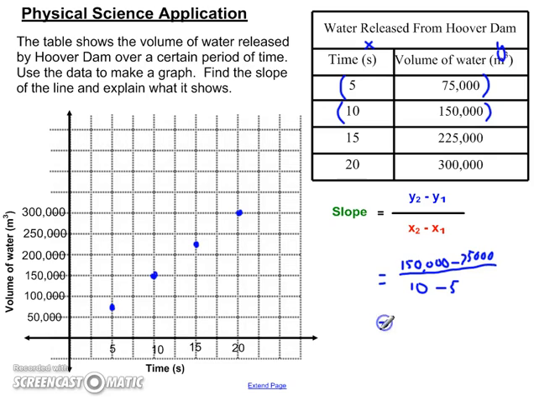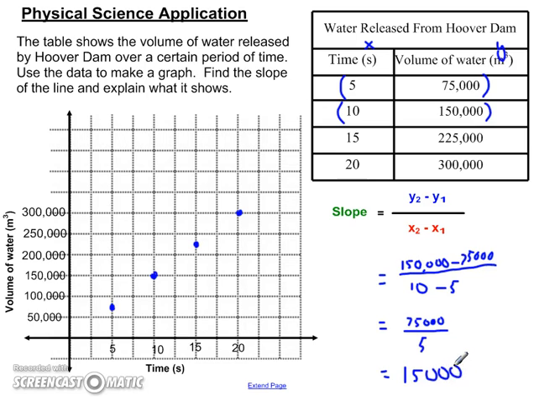And I'm going to go ahead and first do the subtraction. 150,000 minus 75,000 is 75,000. So 75,000 over 10 minus 5. Well, 10 minus 5 is 5. Then we're going to divide the 75,000 by 5, which is 15,000.